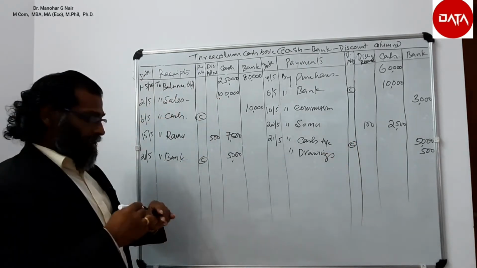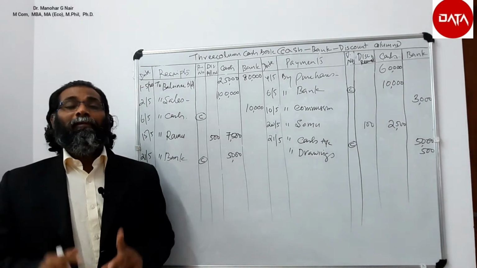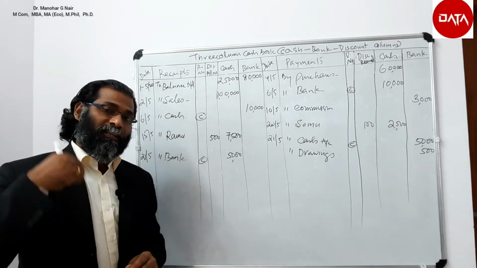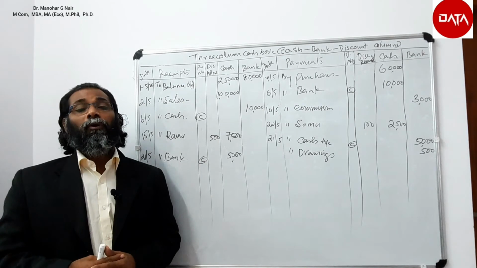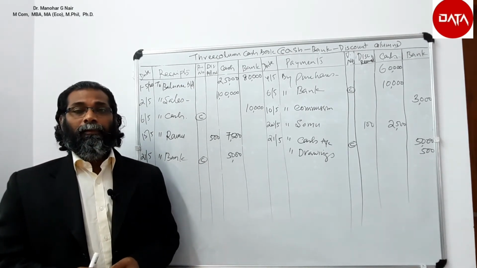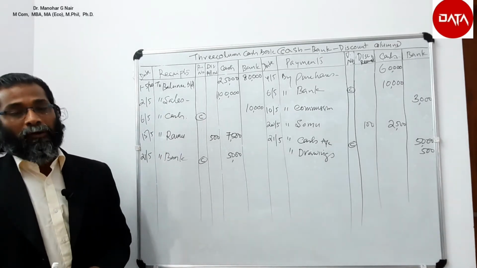So what is contra entry? Contra entry means an entry which makes impact in two columns, two sides. So while depositing cash with the bank and withdrawing cash from the bank for office purpose, this contra entry appears. So this may be asked in the exam. What do you mean by contra entry?